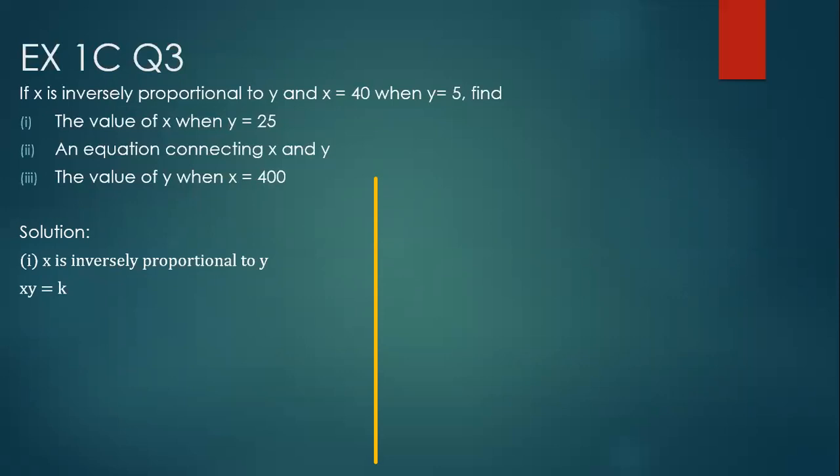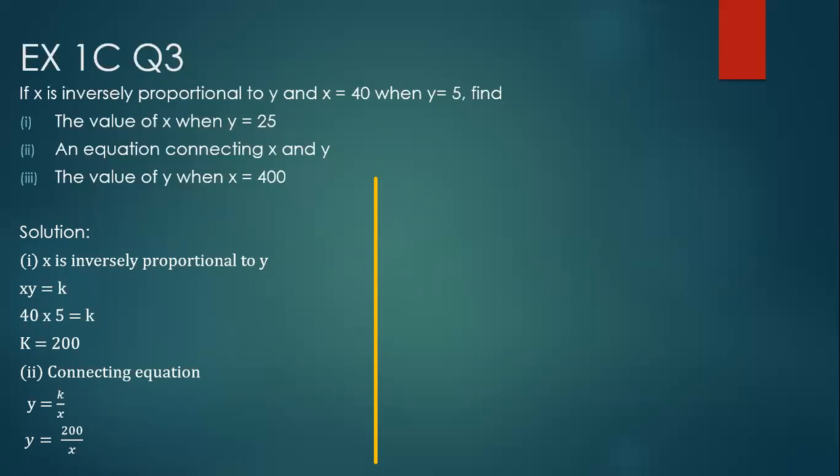Now we know that the value of x is 40 and y is 5. So the value of k will be 200. Now let us make a connecting equation. A connecting equation is made with respect to the value that we are going to find in the next part. Since we have to find the value of y in the next question, we are going to make a connecting equation with respect to y. Since our equation is xy is equal to k, and we have to find the value of y, y will be k upon x. Since we know the value of k as 200, y will be 200 upon x. Now this gives us our connecting equation.